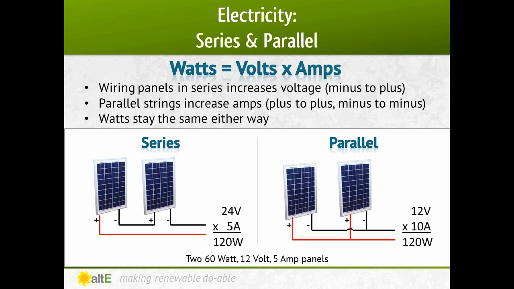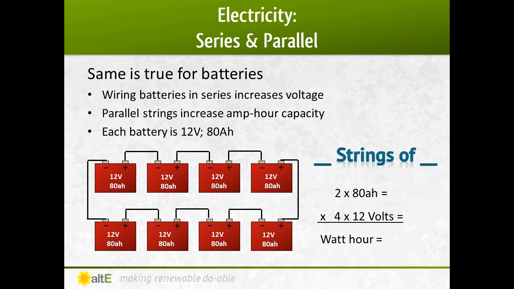Two panels wired in parallel, where the two positives are wired together and the two negatives are wired together, result in the voltage staying the same and the current increasing. It's important to note that regardless of which way it's wired, the power, or watts, remains the same. Since watts equals volts times amps, it doesn't matter if it's in series or parallel. Likewise, when batteries are wired in series, their voltage increases, and when wired in parallel, amp hours are increased.